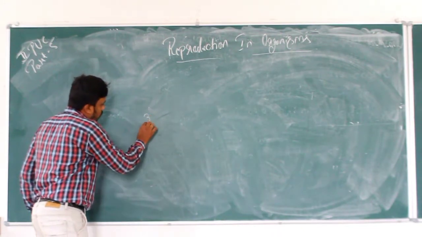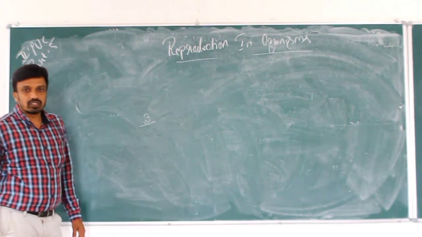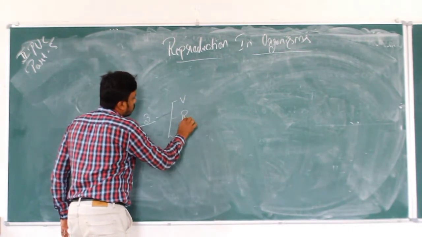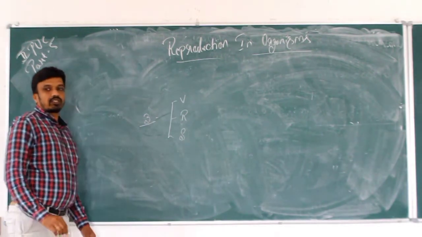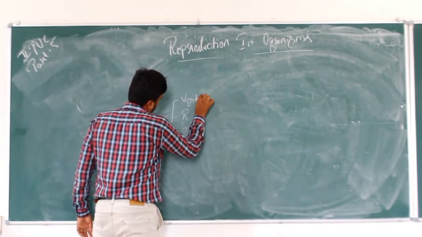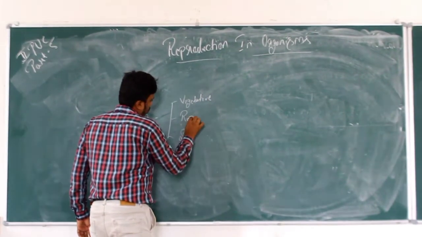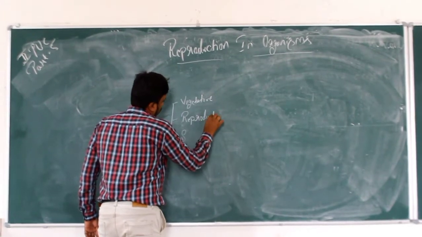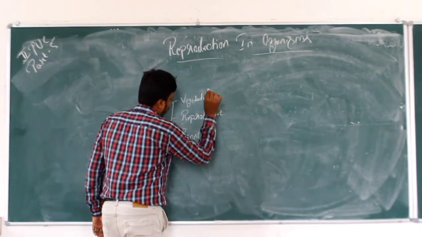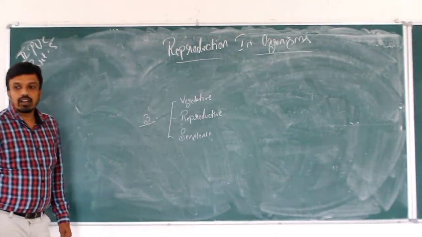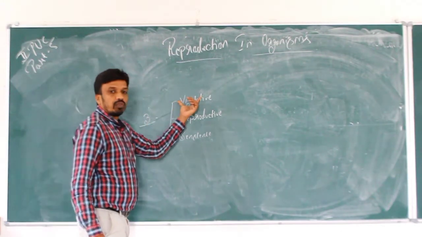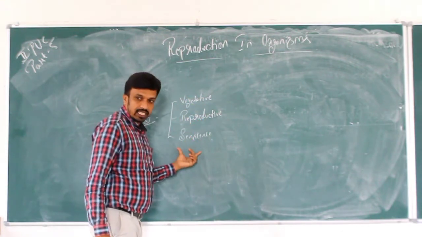In plants, we see three different phases in their life cycle. One is the vegetative phase, another is the reproductive phase, and the last one is senescence. So in the life cycle of plants, we have discussed three different phases: vegetative phase, reproductive phase, and senescence.